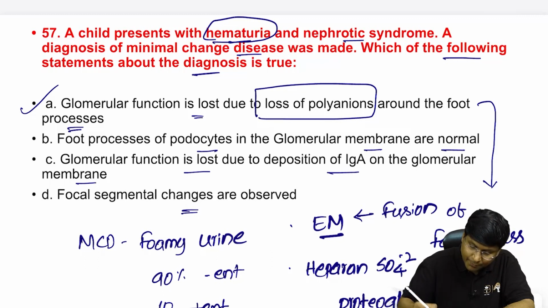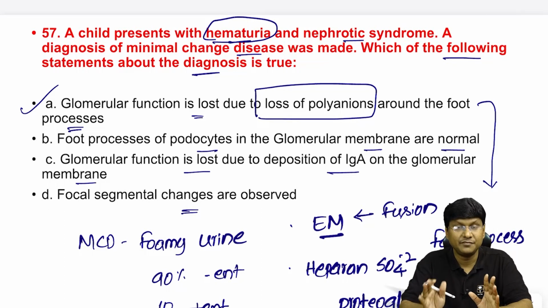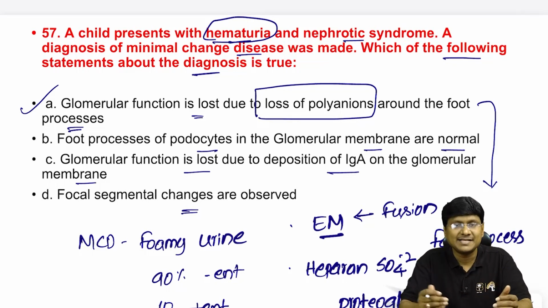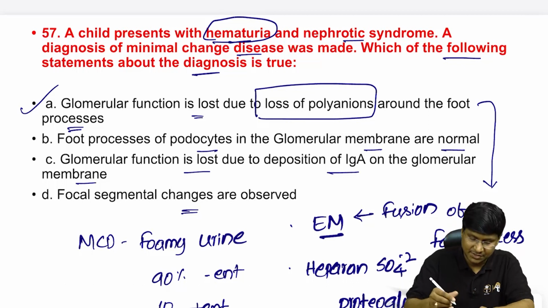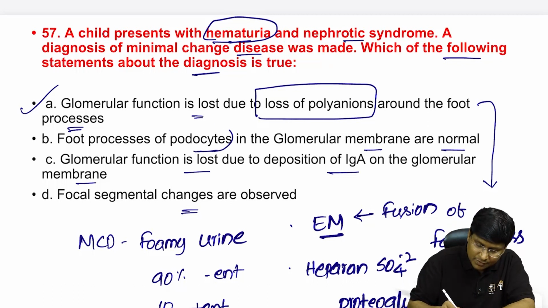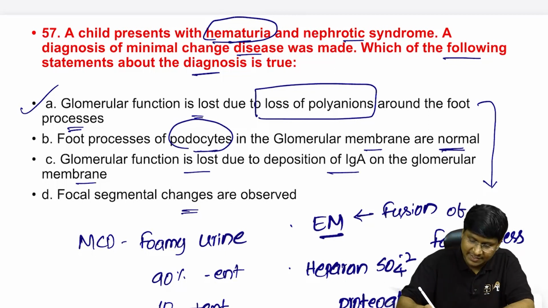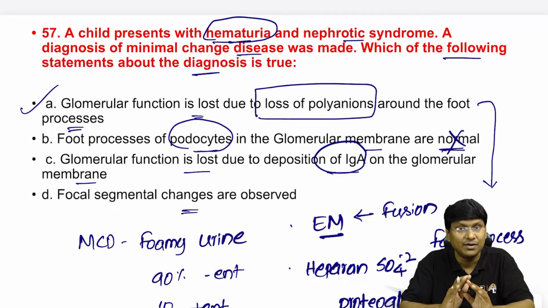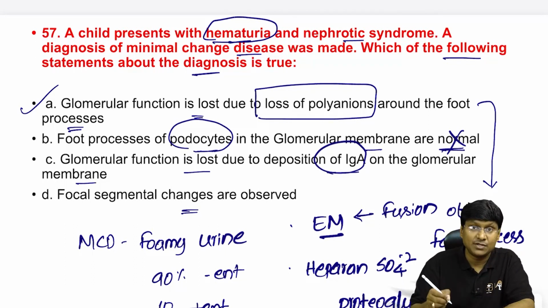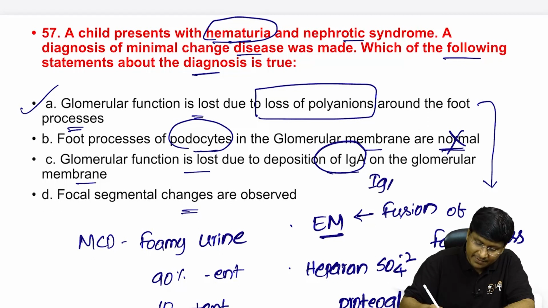Right, heparan sulfate proteoglycan is being lost, which is present on the foot processes, and that is the reason why there will be fusion of the foot processes. And the foot processes of the podocytes in the glomerular function are normal? That is a wrong statement. And glomerular function is lost due to the deposition of the IgA on the glomerular membrane? No. The deposition of the IgA in the glomerular membrane is observed in patients with IgA nephropathy.